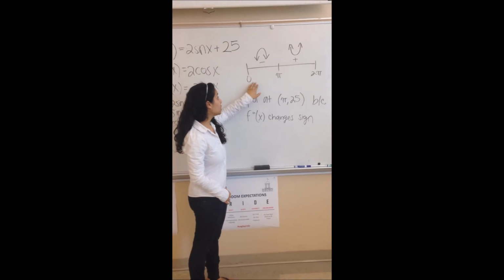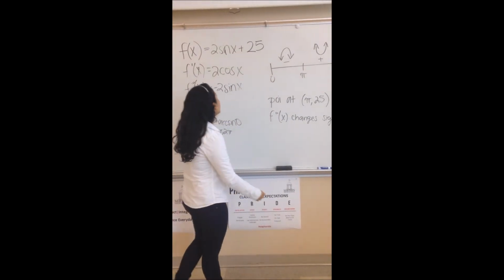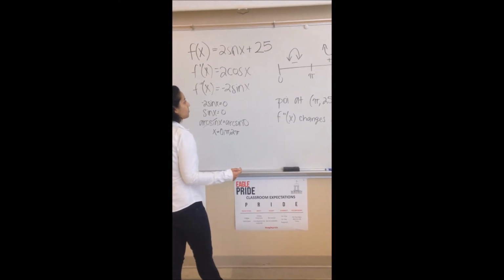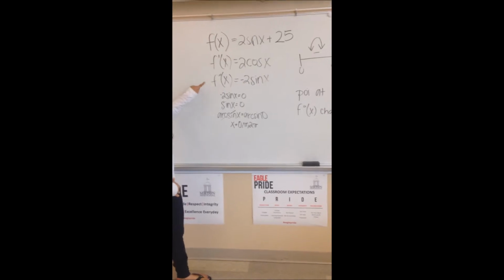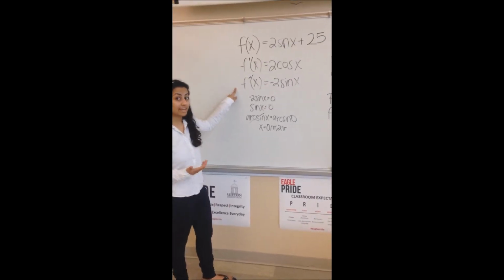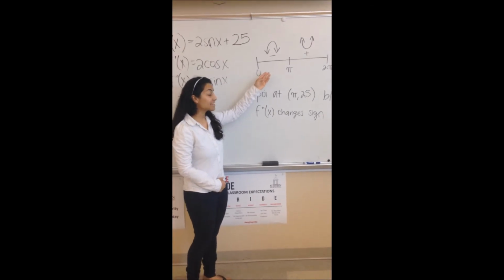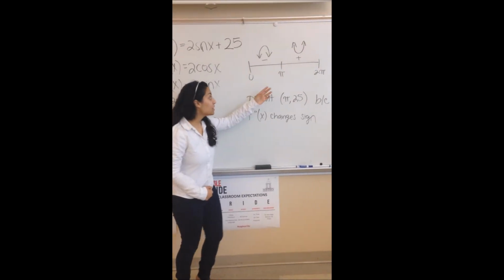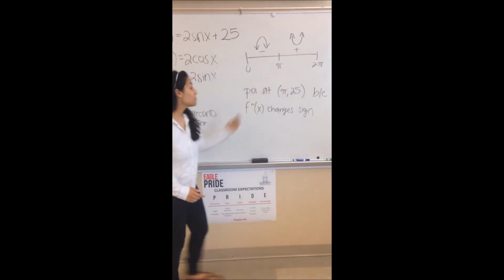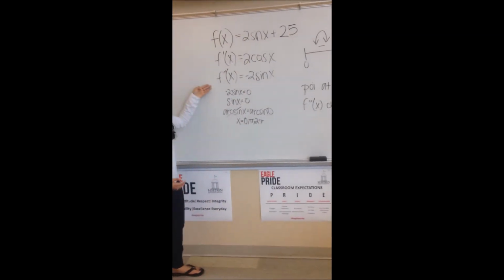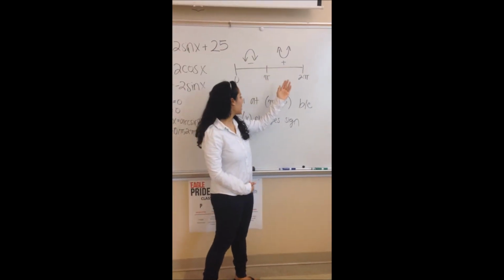You take a number from 0 to pi, so pi over 2, or how about pi over 3? And you plug it in your second derivative here. So we would get a negative value, and thus we'd have f of x being concave down. From pi to 2 pi, you take another value and you plug it in here. You get a positive number, and thus f of x is concave up.